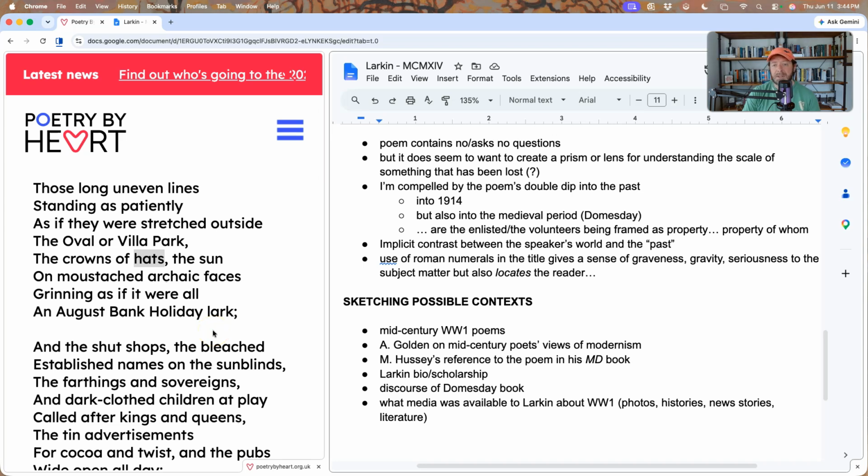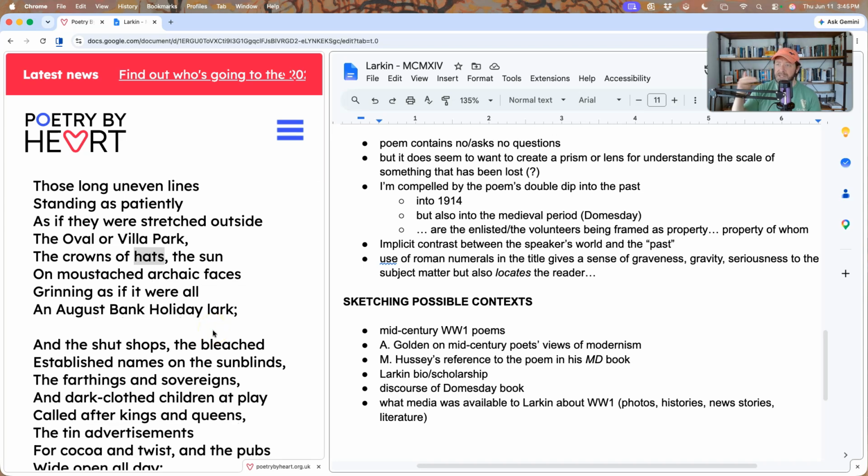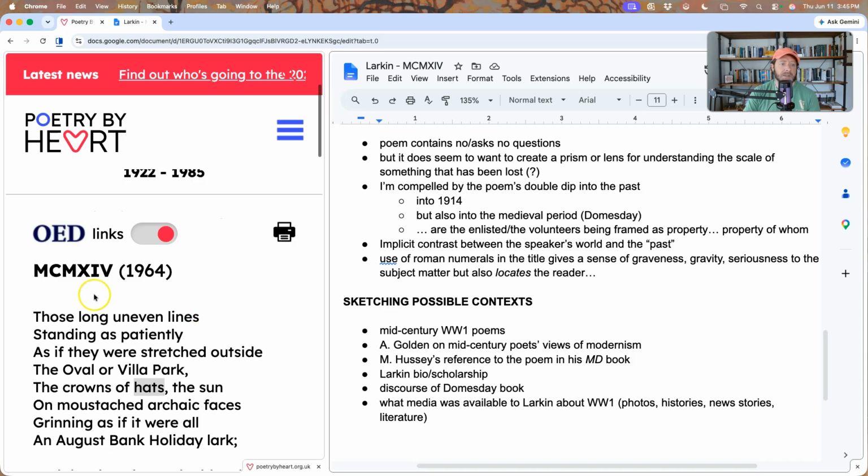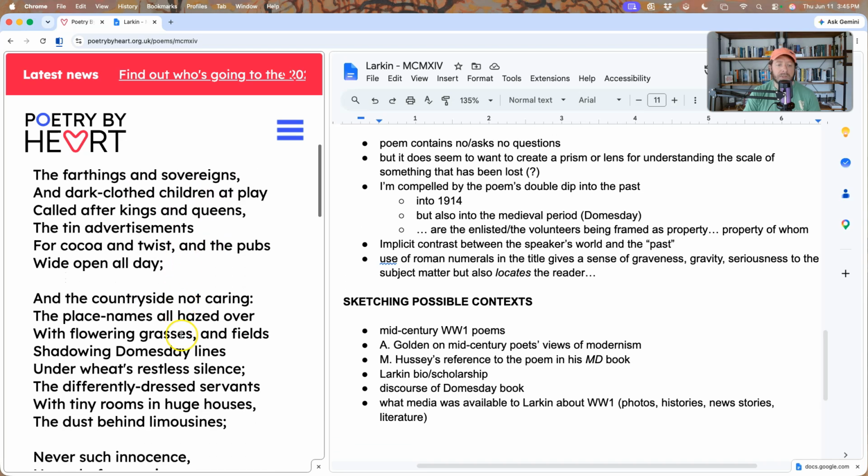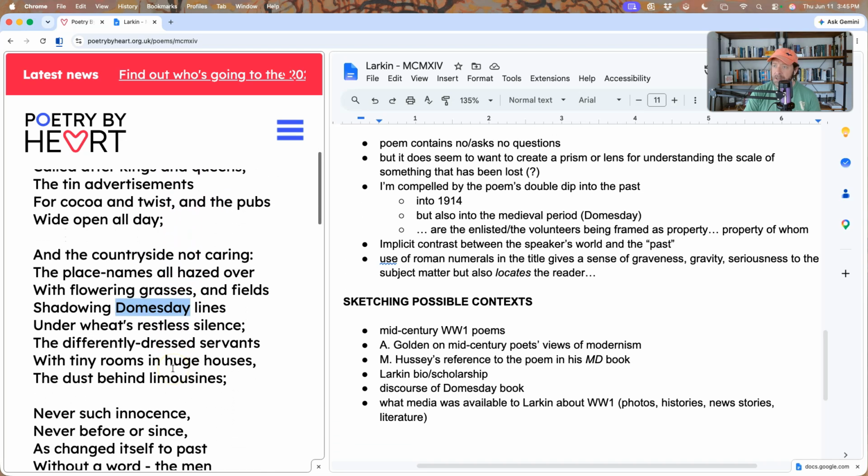I'm also compelled by the poem's double dip into the past. Of course, its dip into 1914 being the primary one, but there's also a dip into the medieval period with a reference to the Doomsday Book, which was a survey of property and resources that was commissioned by, I think, William the Conqueror in 1064. I don't know, something like that, AD. I'm not a historian. I had to look up these details earlier today, and the details matter.